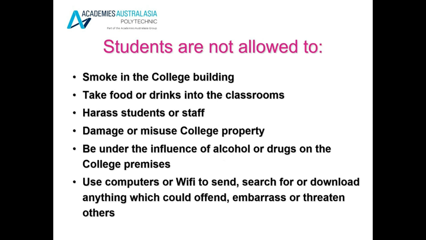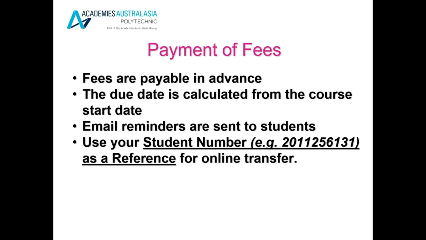Students are not allowed to smoke in the college building. This includes cigarettes, e-cigarettes, vaping, any kind of cigarettes or smoking is prohibited. Taking food or drinks into the classrooms is not allowed. You're not allowed to harass students or staff, damage or misuse college property, or be under the influence of alcohol or drugs on the college premises. Do not use computers or Wi-Fi to send, search, or download anything which could offend, embarrass, or threaten others.